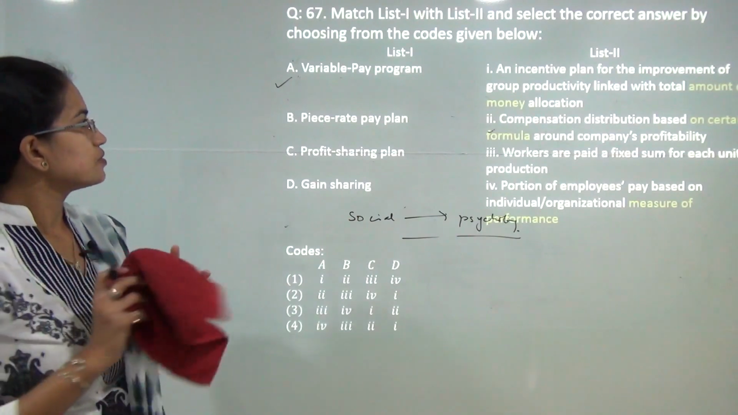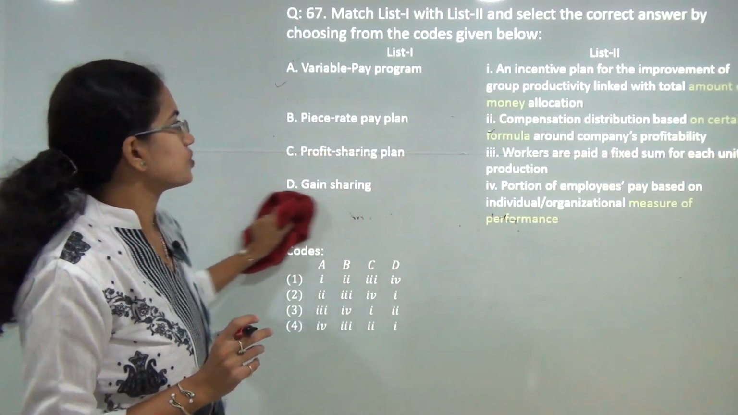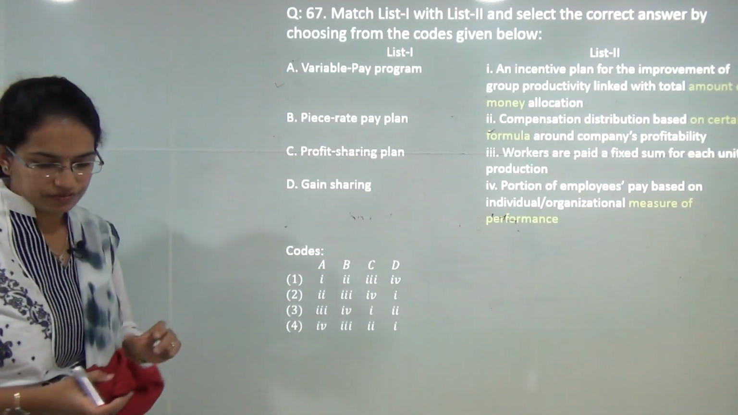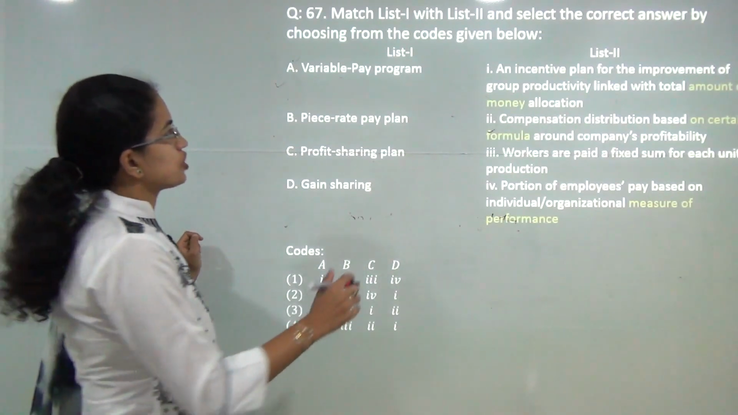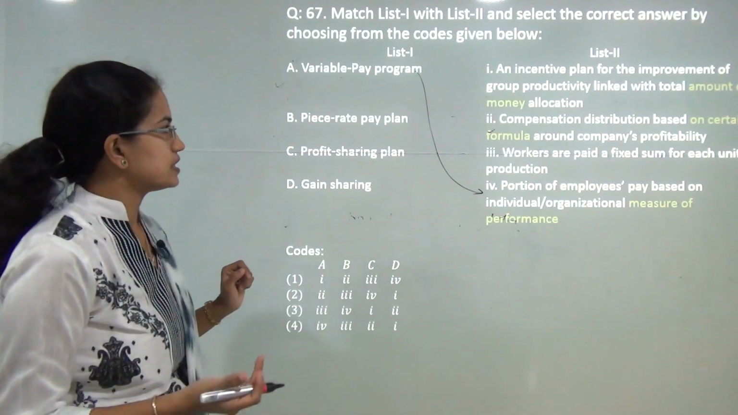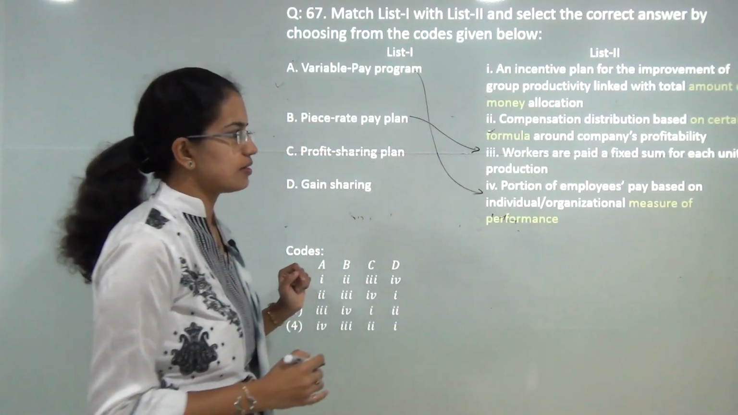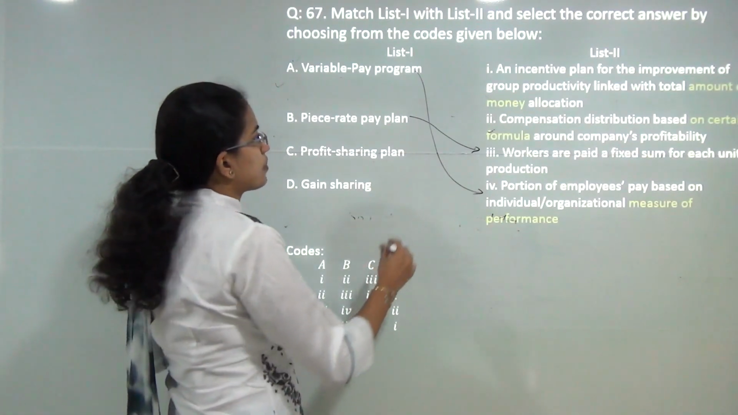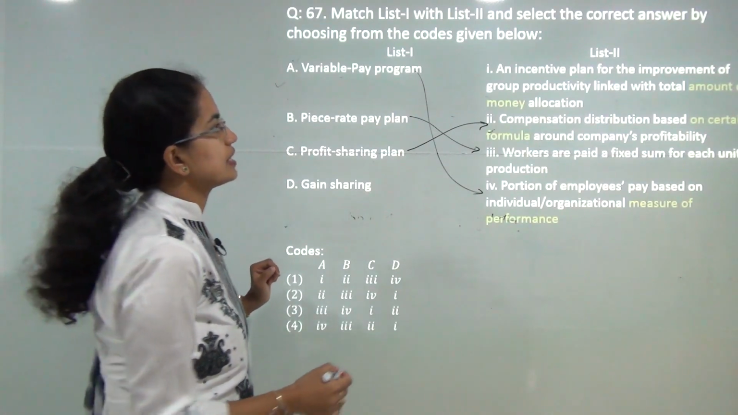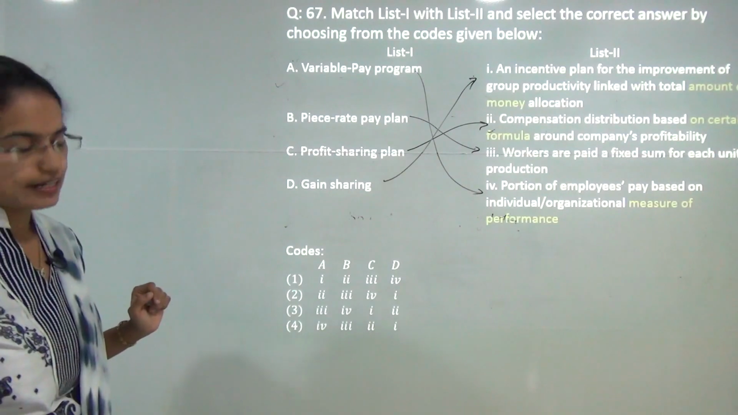Now you have to match the various definitions with the correct set. So you have the definitions of programs and plans which are given. You have variable pay, where a portion of pay is based on a measure of performance; piece rate, where workers are paid a fixed sum for each unit of production; profit sharing, where compensation is distributed on a certain formula; and finally gain sharing, that is based on an incentive formula. So these are the correct matches.